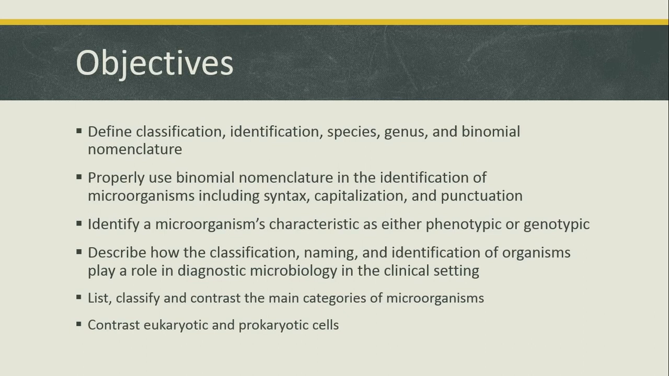Objectives. At the end of this presentation and after you have completed the reading, you should be able to define classification, identification, species, genus, and binomial nomenclature; properly use binomial nomenclature in the identification of microorganisms, including syntax, capitalization, and punctuation; identify an organism's characteristics as either phenotypic or genotypic; describe how classification, naming, and identification of organisms play a role in diagnostic microbiology; list, classify, and contrast the main categories of microorganisms; and contrast eukaryotic and prokaryotic cells.